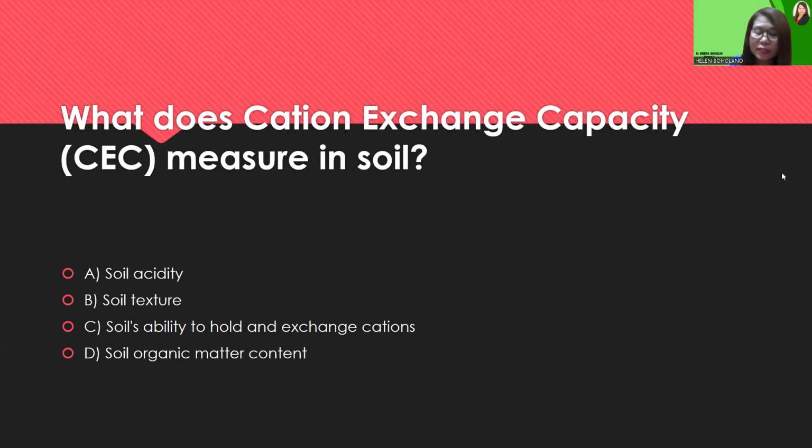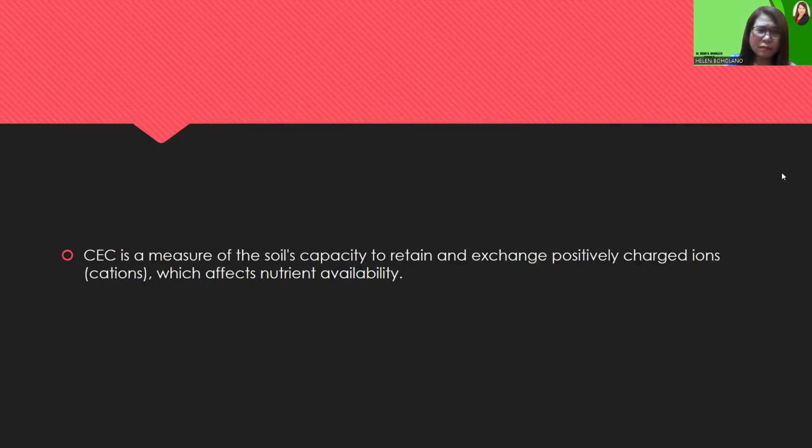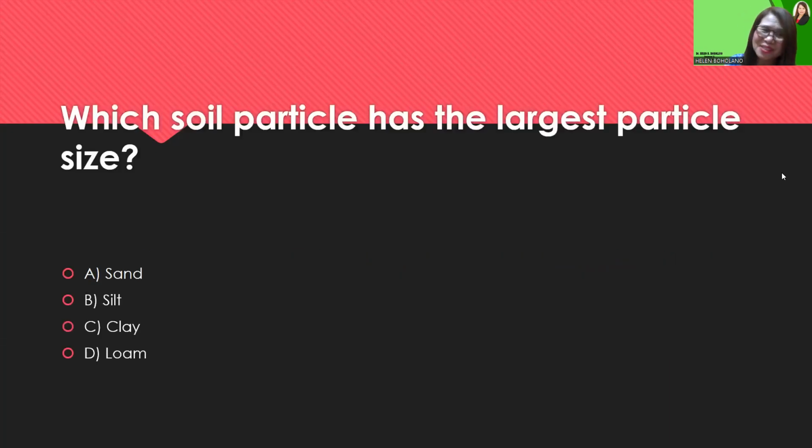Okay, so what's the answer now? It's the soil's ability to hold and exchange cations. Why? CEC is a measure of soil's capacity to retain and exchange positively charged ions, meaning the cations, which affects nutrient availability. Okay, I think you got the right answers.